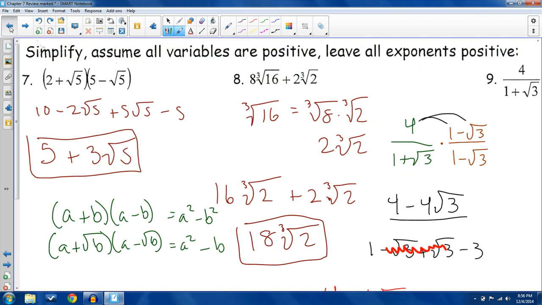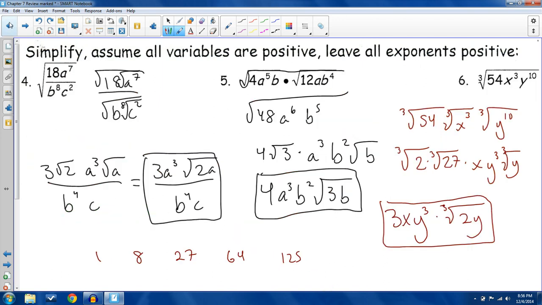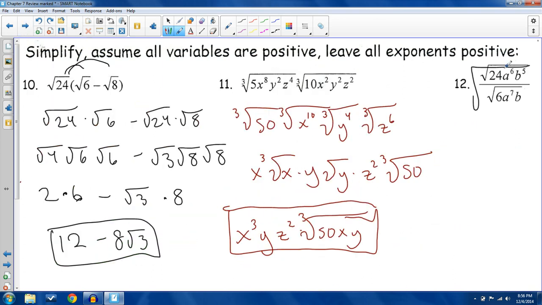Take a look at this problem right here. You notice how we split the big one into two little ones? The reason was because there was nothing to cancel on top and bottom. And in fact, there were things to do in here, taking square roots of them. On this one, you can choose to take square roots on top and bottom first if you'd like. There's no problem with that.